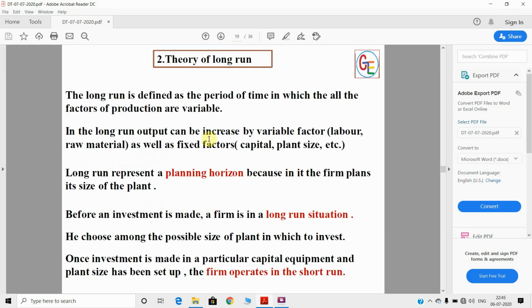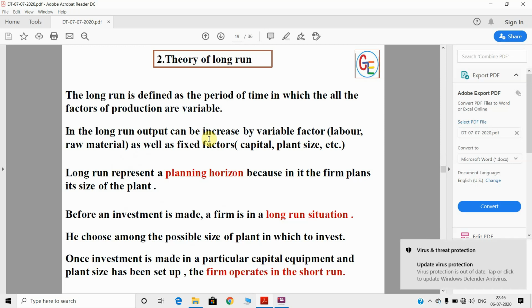Then come to the theory of long run. The long run is defined as a period of time in which all factors of production are variable. So it is not confined to 10 years, or 3 years, or 5 years. It is the time period taken by a producer to change all sorts of inputs as variable, right. So in the long run, output can be increased by the variable factors such as labor, raw materials, as well as the fixed factors capital, plant and size. So all these factors are variable.